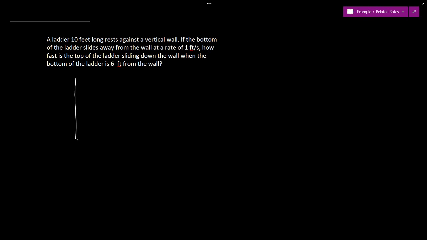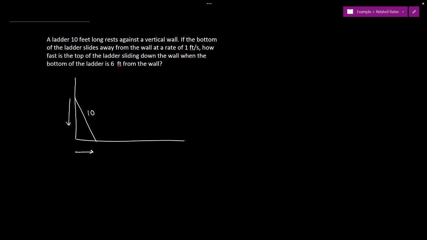So here's our vertical wall, and here's the ground, and we have a ladder that's leaning up against the wall. And what's not changing is the length of the ladder, which is 10 feet. A lot of other things are changing though. So let's see, they're saying the bottom of the ladder is sliding out this way, and at the same time, the top of the ladder is sliding down.